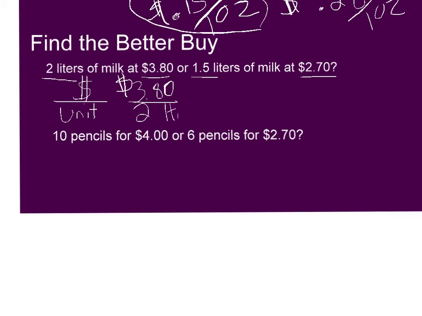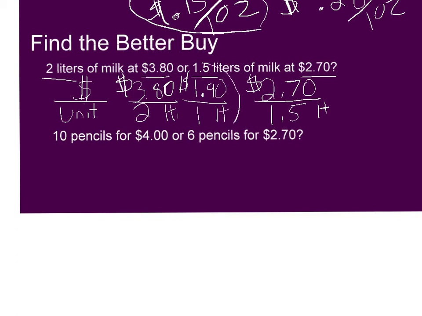Then we're going to, over here, do $2.70 divided by 1.5 liters. All right, so get a calculator out. Well, on this we don't need a calculator. We can just say 2 goes into 3 one time, and we get 1. And then we keep doing this, and we get 1.9. So I'm going to add a 0 here. So $1.90 for 1 liter. It's important that we get the denominator on the bottom of 1. So $1.90 for 1.